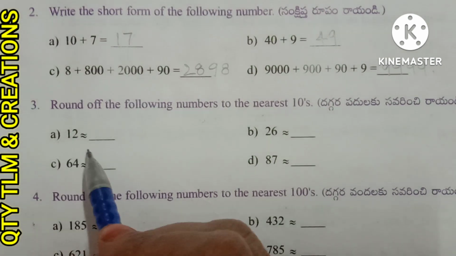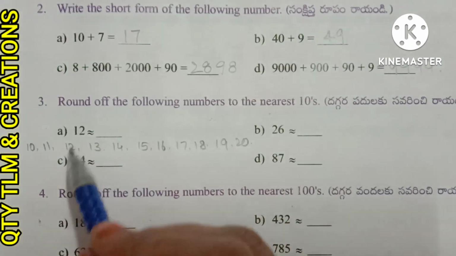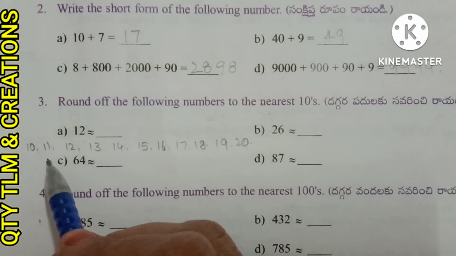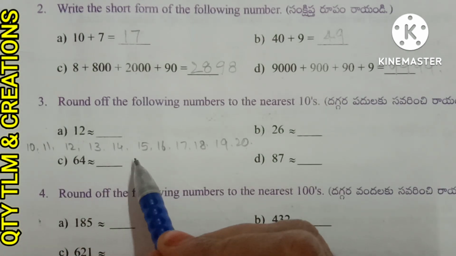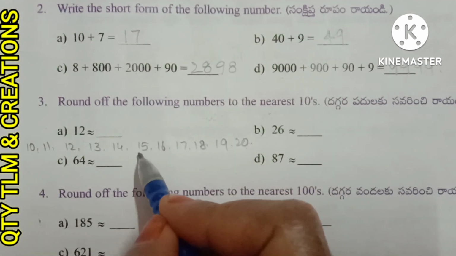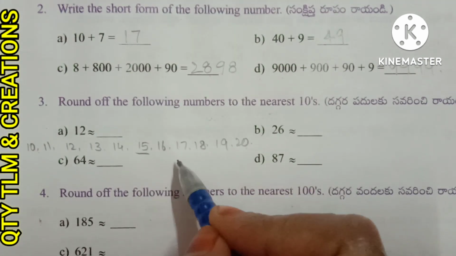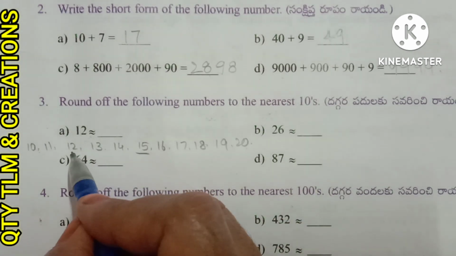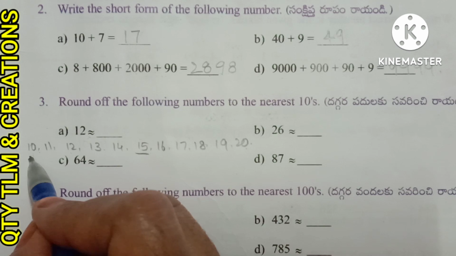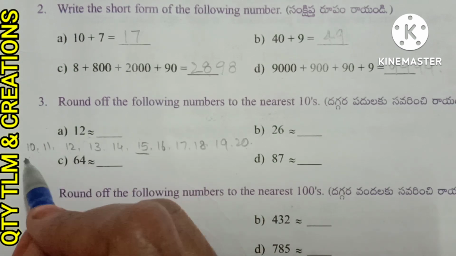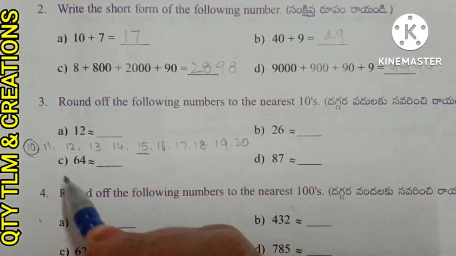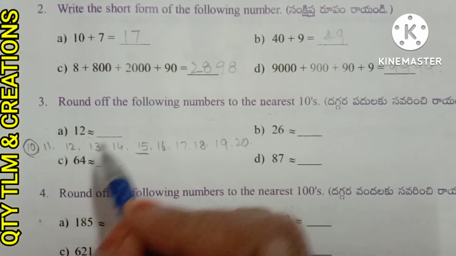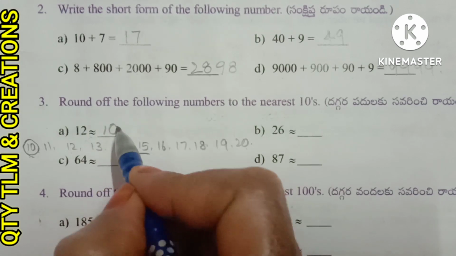Next one, round off the following numbers to the nearest tens. Here A 12. Here we have to remember that 12 is between 10 and 20. We have to identify the mid number of 10 and 20. It is 15. So the number 12 comes before 15 and is nearer to 10. So 12 is nearest to 10. If 12 is rounded off to the nearest 10, it becomes 10.